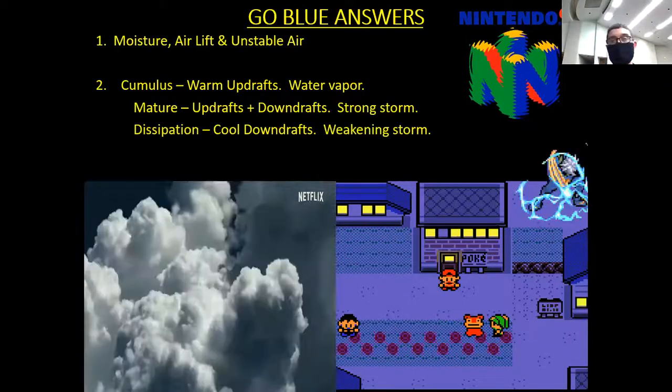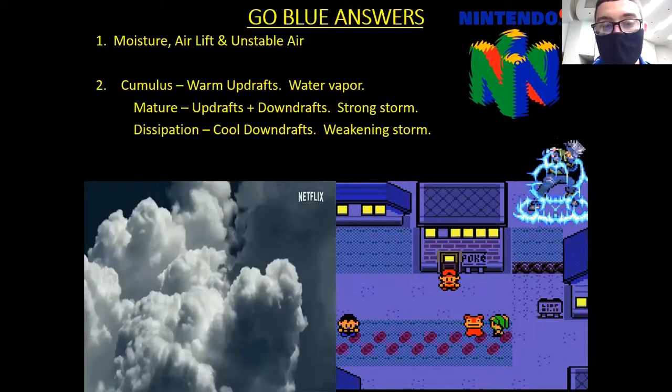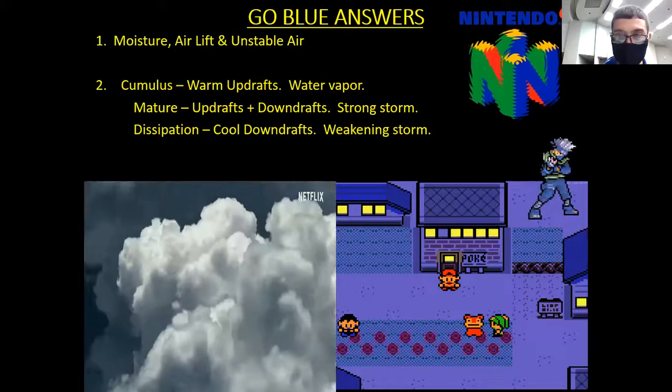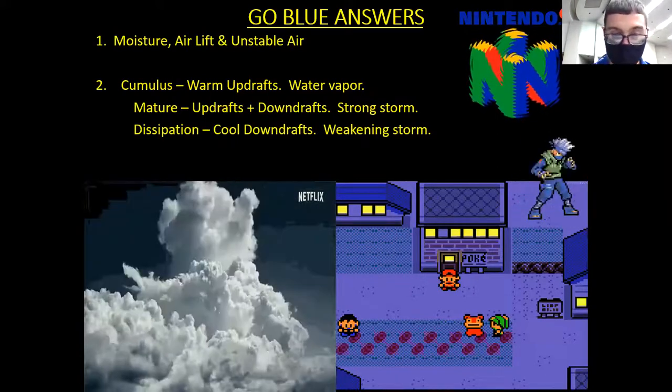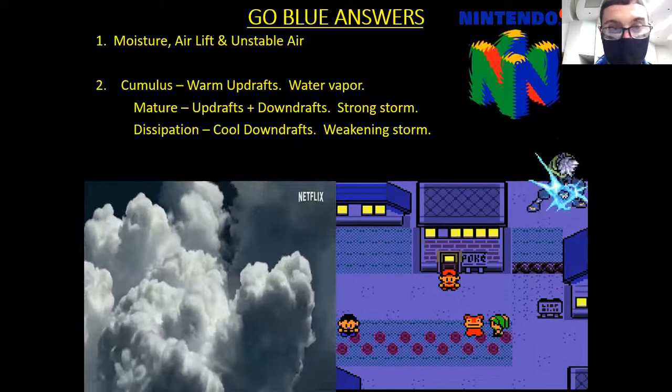Lastly, we have the dissipation stage. When you hear dissipation, think of disappear or kind of fizzle out. Again, it's only going to be downdrafts that are cool, and the storm is going to be weakening over time as it begins to fizzle away and go away for good.